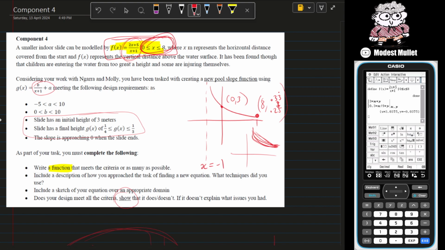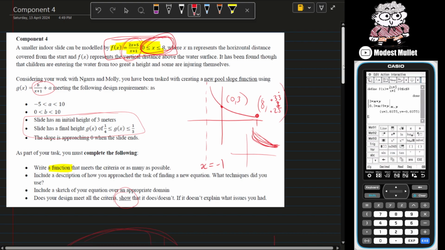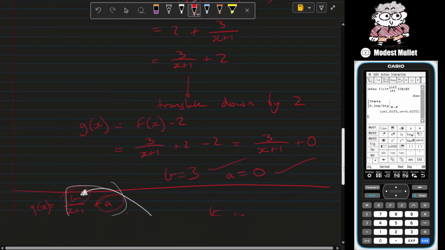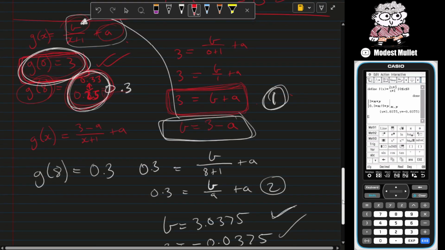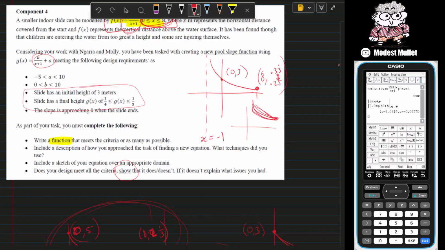Include a description of how you approach the task. So you want to actually talk about why you did what you did, not just show your maths. I've written down some methods here, but with this I want you to actually write why you did what you did. It doesn't need to be super mathematical language, but you've got to describe why. Sometimes the best thing to do with that is diagrams, especially if you're trialing values of a and b.